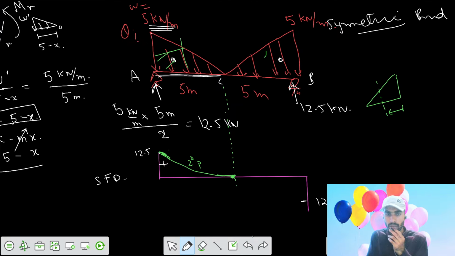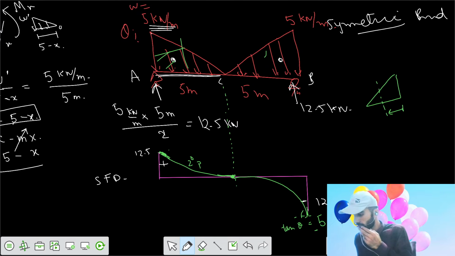So the slope here is tan theta. Slope equals the value of the UDL intensity, that is your -5. Okay.